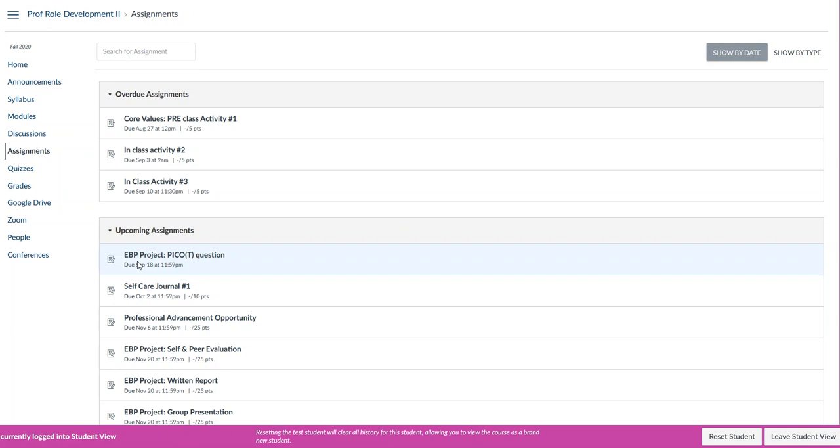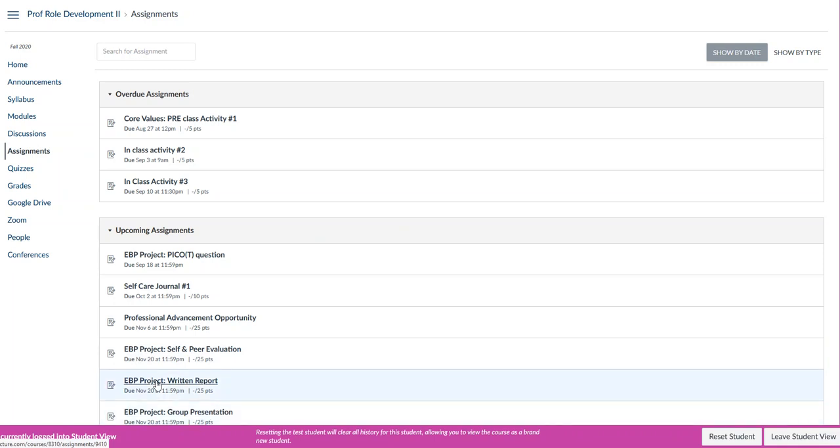So then I want to point out that there are other components of that assignment. So the written report, and then you'll do a group presentation. All of those components, so you'll also see a self and peer evaluation. So you'll evaluate yourselves as a group. So anything with the EBP project on the title is comprised of within that assignment, and everything but the PICO question will be due after the presentations. But I do need you to develop your PICO questions to get you moving forward on that project.